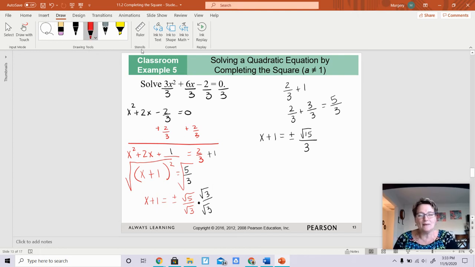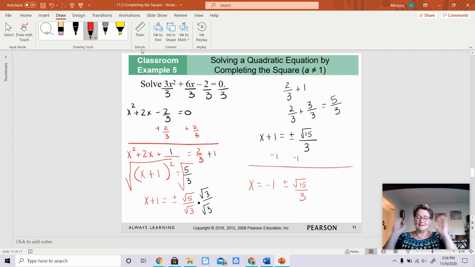I need to get x by itself. So I'm going to minus 1 from both sides. And your answer is going to be left with -1 plus or minus the square root of 15 over 3. Now, you don't have to do anything else. That is your answer. You're done.